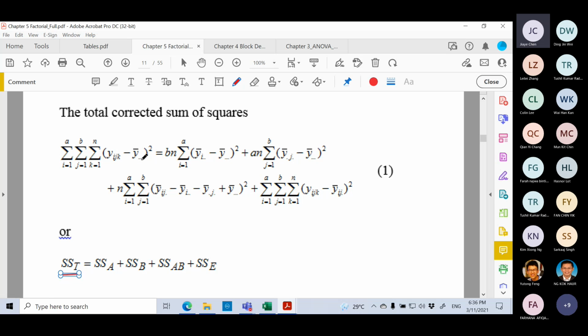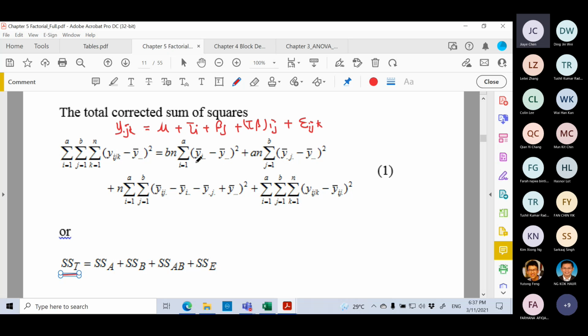Right now, our model consists of Yij equal to the mean plus tau i plus beta j plus tau beta ij, plus epsilon ijk. Our model is given here. So right now the sum of squares components come from the tau, from the beta, from the tau beta, and of course the last one comes from the error. So therefore, you have a first component.